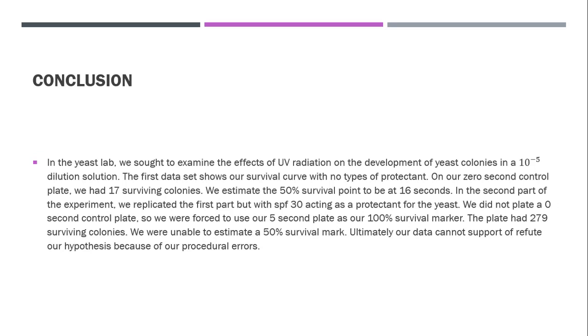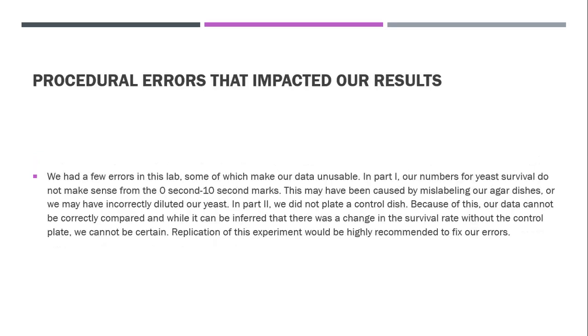In the second part of our experiment, we replicated, but with SPF 30 acting as a protectant. We did not plate a 0-second control plate, so for survival rate, we had to use our 5-second plate as a 100% survival marker. That plate had 279 surviving colonies, and we were unable to estimate a 50% survival mark. Ultimately, we cannot use the data because of our procedural errors.